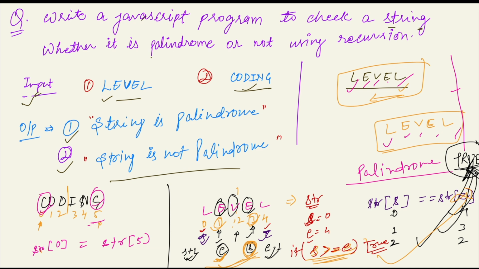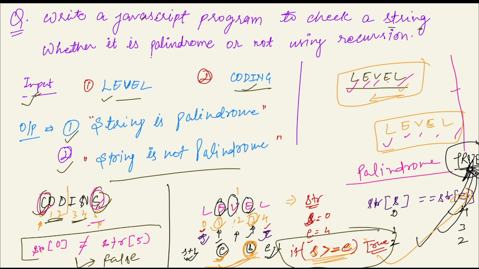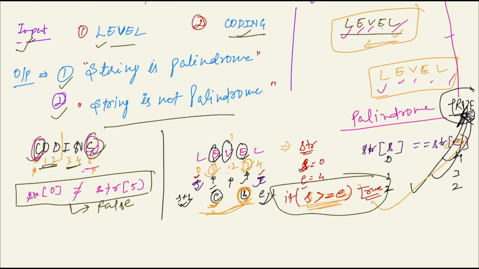So both are not equal. So what will it return? It will return false. If our first character is not similar, it will return false, meaning it's not a palindrome. So we don't need to check further. We have two conditions: first we have to check this one and next we have to check this one. So we will write it into a proper program.